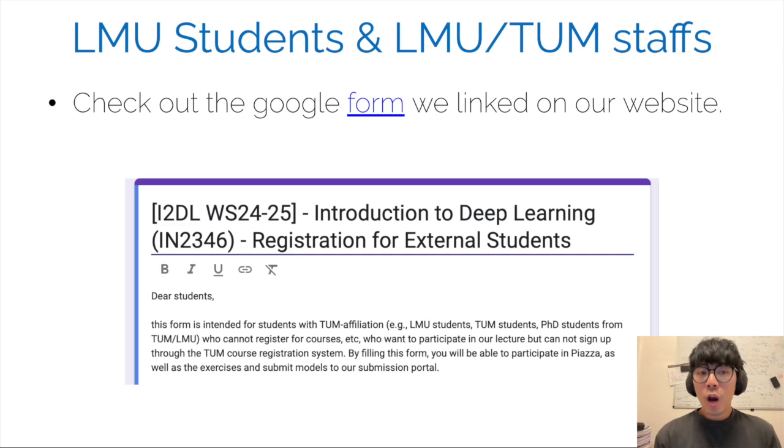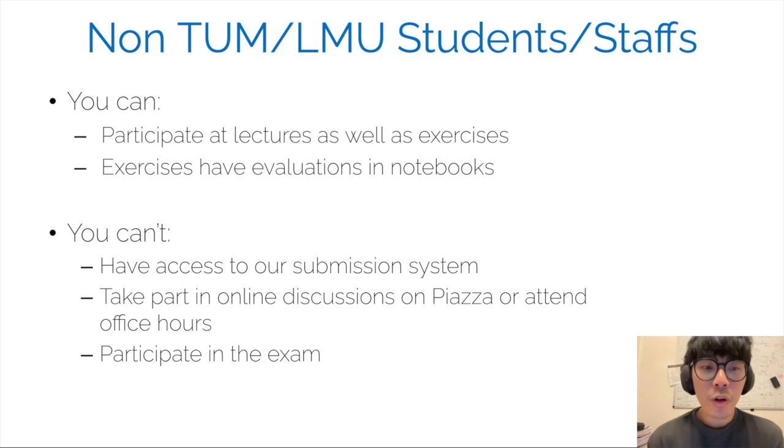Okay, if you are a student from LMU, or you are a postdoc or PhD student from LMU or TUM, but you cannot use TUM Online to get access to Piazza, then you can just apply for access to Piazza via this Google form. For non-TUM, LMU students or staff, you can still participate in the courses. You will still be able to access all the materials. If you do your exercise in the Jupyter notebook, you can still check if your answer is correct or not.